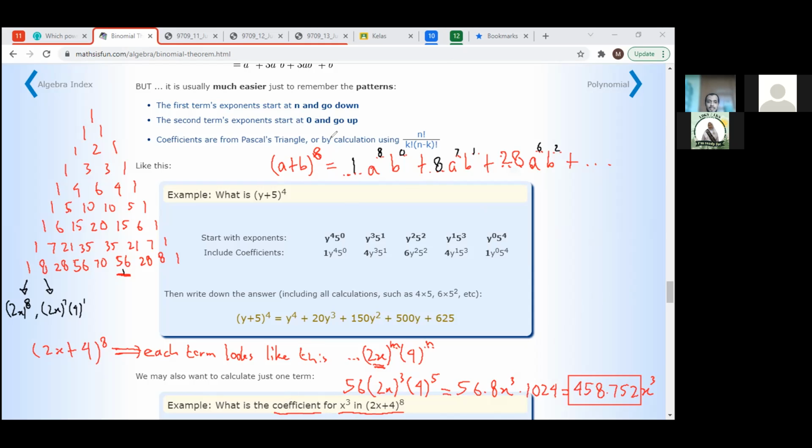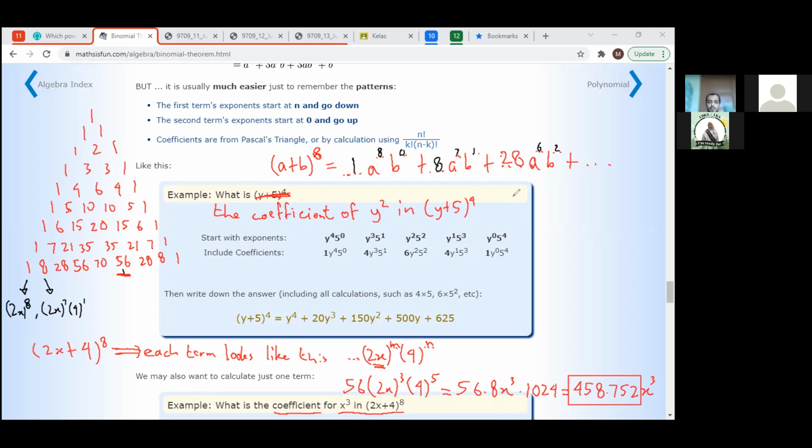Gini ya, kalau misalnya ini, what is y plus 5 to the power of 4? Kamu jawabannya dapatnya ini. Kalau sampai sini paham nggak? Paham ya. Nah, misal saya ganti: what is the coefficient of y squared in y plus 5 to the power of 4? Kalau kayak gini jawabannya apa?